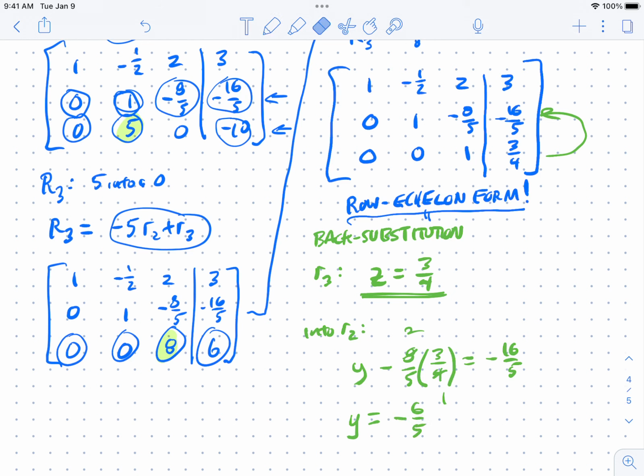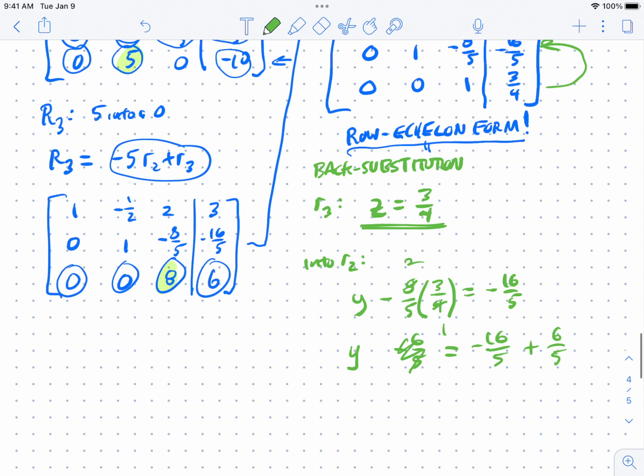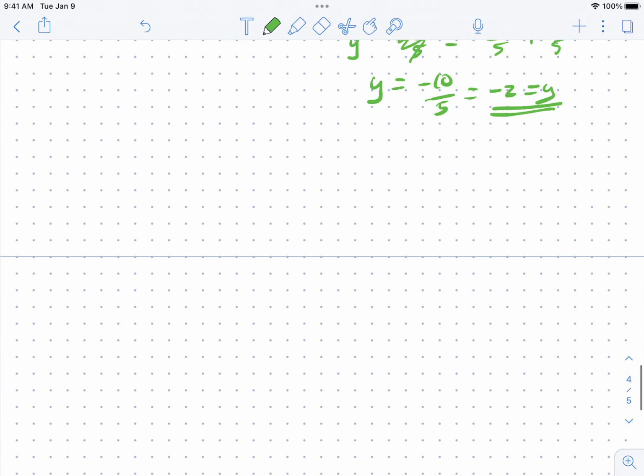Not equals, I'm sorry, I copied that wrong. So y minus 6/5 equals negative 16/5. So okay, if I add 6/5 to both sides to get that to go away, what am I looking at? I'm looking at y equals negative 10/5, which of course is negative 2. So that's our second answer. Y is negative 2.